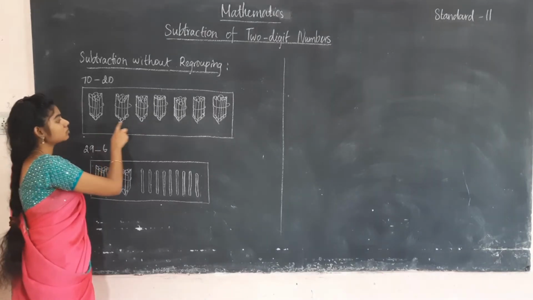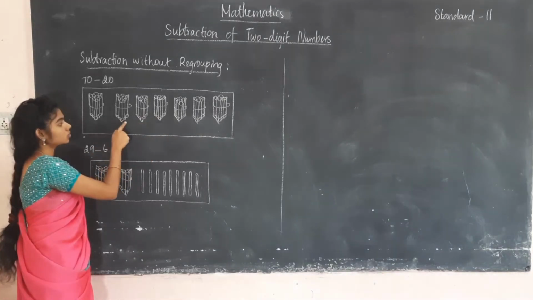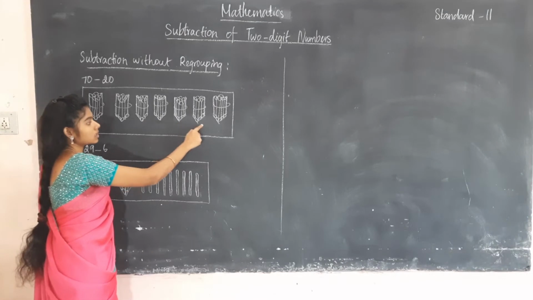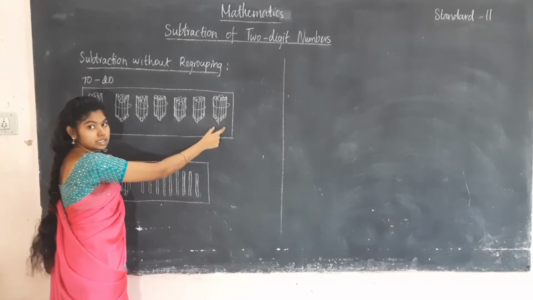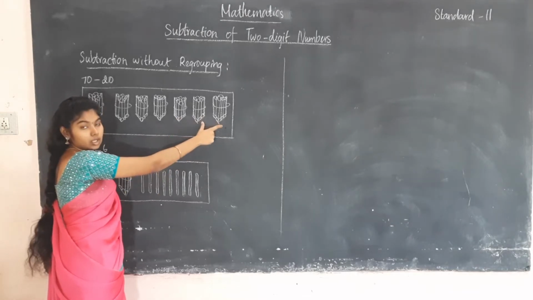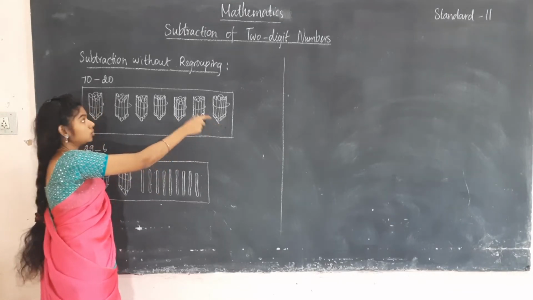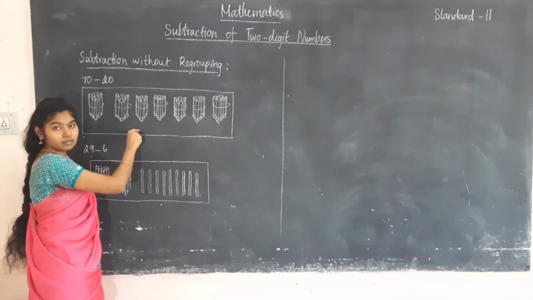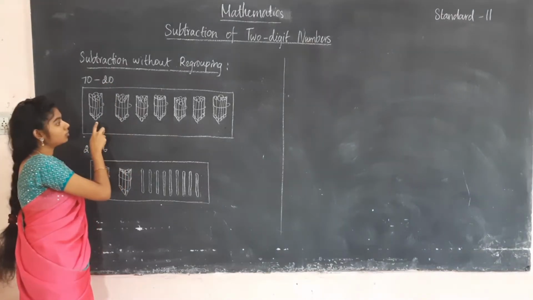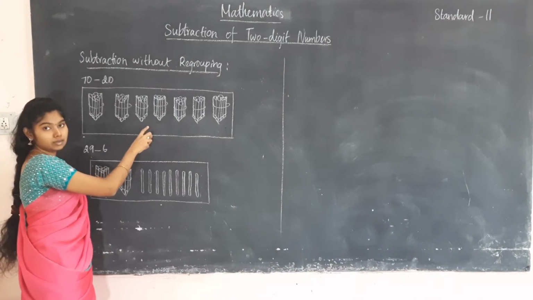Here, how many bundles are given? 1, 2, 3, 4, 5, 6, 7. Totally 7 bundles are there. In each bundle there are 10 sticks. So totally 70. How much has it given to the rhino? 20 of them it has given. So we are going to find how much the elephant has left.